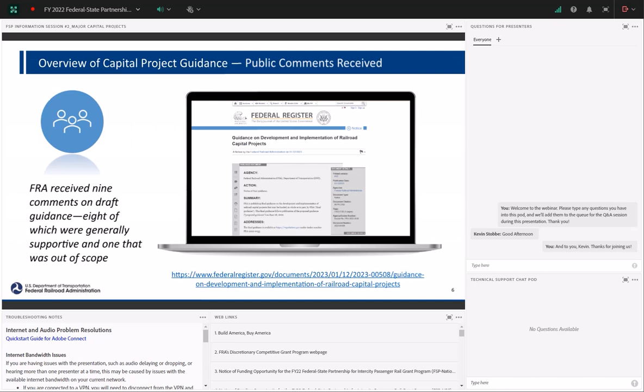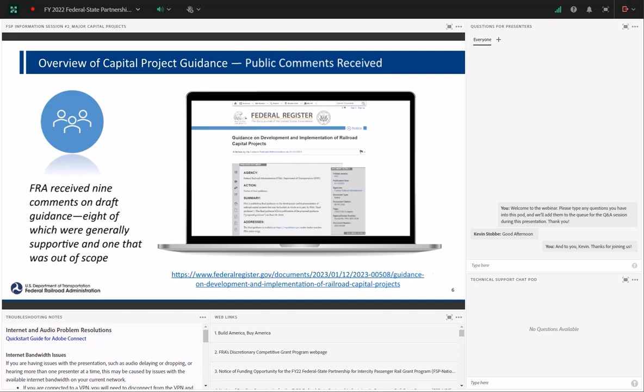So like I said, we received about 9 comments from different entities that we're not going to go over comment by comment here, but within the notice that we published in the Federal Register, we do detail out the comments that we received, and how we incorporated or responded to those comments as we finalized the guidance. So those interested in seeing how the public comments informed the final guidance are encouraged to go read the notice.